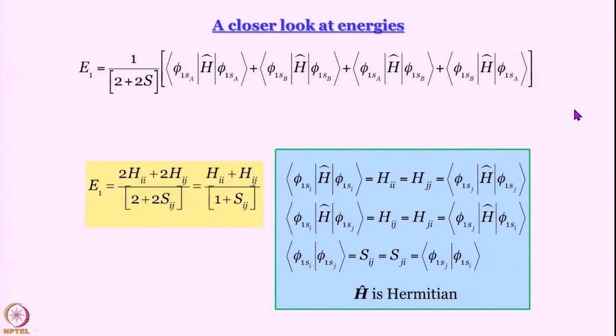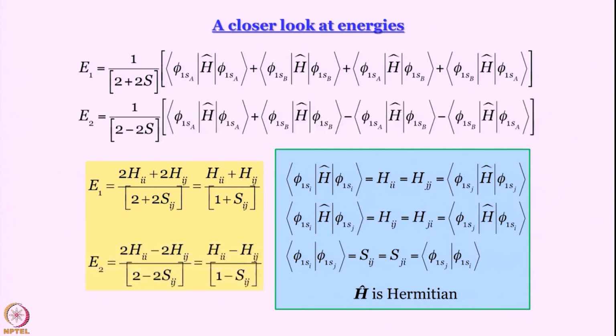So this is what we get, 2 in the numerator and 2 in the denominator cancel each other, you are left with this expression HII plus Hij divided by 1 plus Sij. And I hope it is not very difficult to understand that for E2 we will get more or less the same expression, except for the fact that instead of plus sign we are going to get minus sign. Okay? Please work it out yourself and satisfy yourself that that is the case.